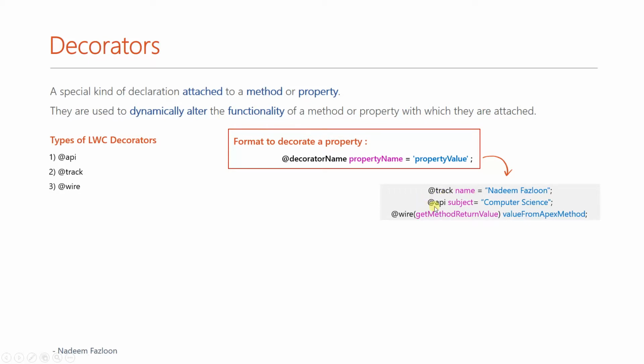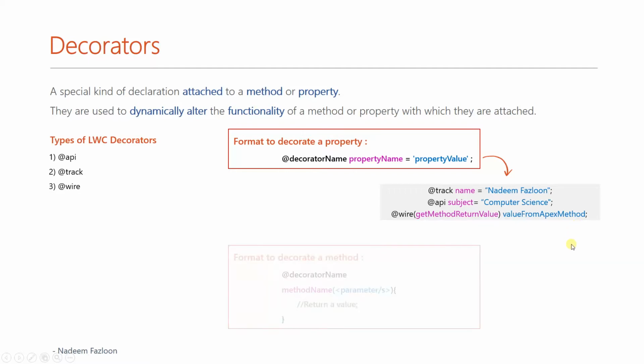Similarly, our decorator @api would be followed by the property name subject and the value that I want to assign to subject. @wire works with Apex classes. How we would apply this is we would first have to import our Apex class into our JavaScript file, pass in the method name that we have defined in our Apex class that returns a value, and we are going to store that return value in our property name.